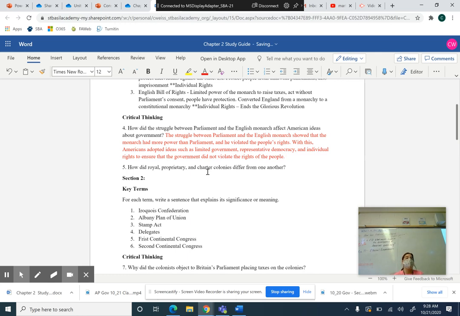All these ideas were basically founded in order to limit the monarch and so that government would be representative of the people and that the people would hold rights. So with that being said, seeing this struggle between parliament and the monarch, Americans did not want to move forward with that kind of government. So they took these ideas like representative government, limited government, and individual rights, and we incorporated them into our democracy to make sure that we set ourselves up for success.